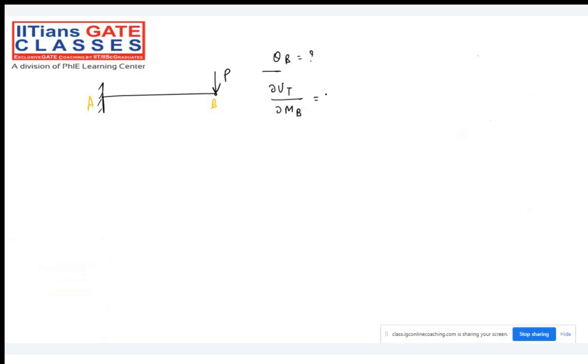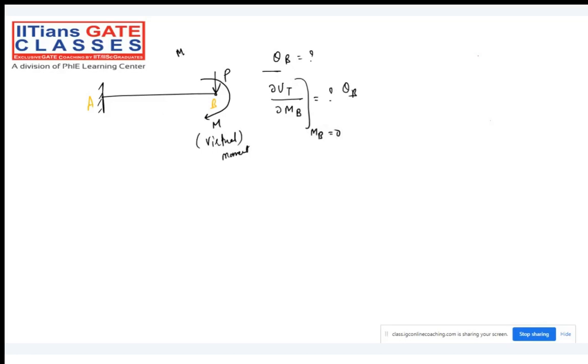That is equal to the value of theta B. But here there is no moment. We have to apply some virtual moment. We have to apply some virtual moment, and that virtual moment we have to equate to zero.